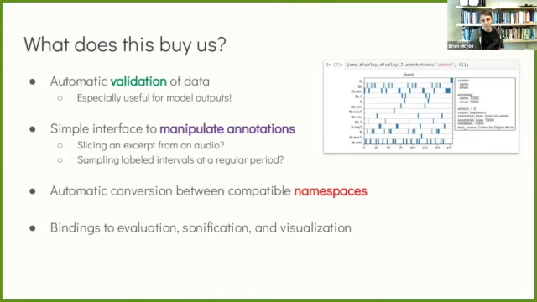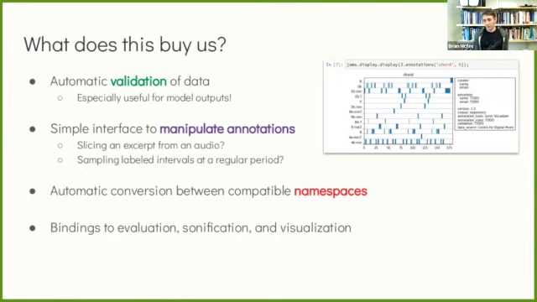You can have a simple interface for manipulating annotations. So for example, if you want to excerpt 10 seconds from the middle of a clip, now you can also say, hey, slice that 10 seconds out of the annotations, and they all have the same format, so it's easy to do, and everything just kind of works. You can also sample things. You can do all sorts of stuff. You can convert between compatible namespaces. So if you have pitch in Hertz and you want pitch in MIDI or whatever it is, we can do that for you. We can automatically visualize. We can do all sorts of stuff. This makes life so much easier.